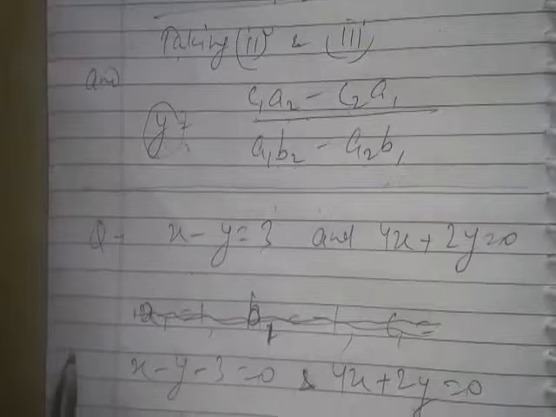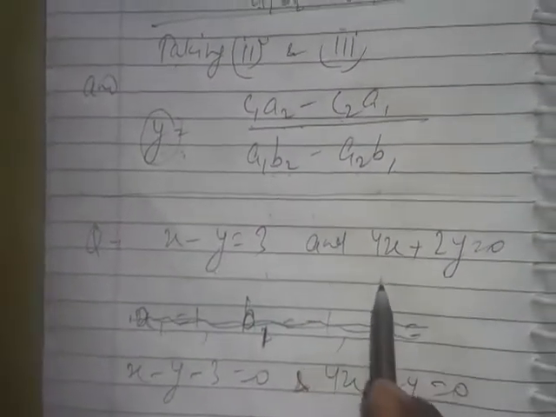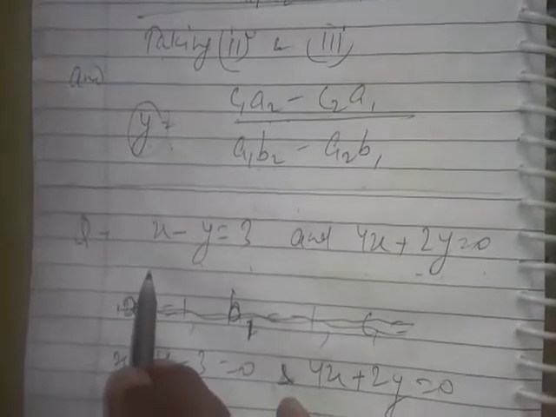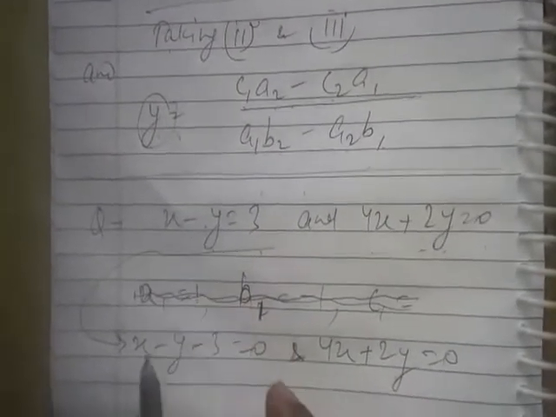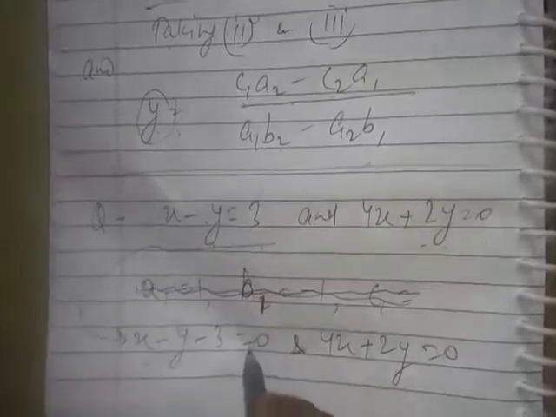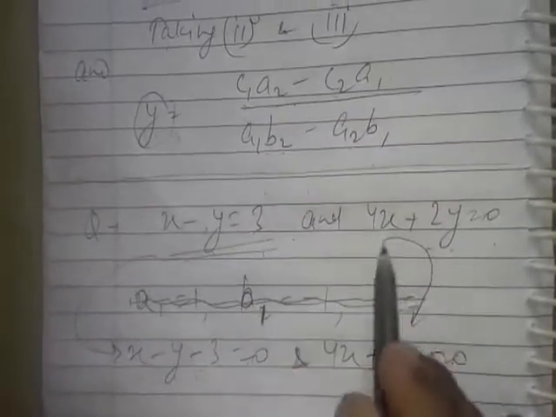The question is that x minus y is equal to 3 and 4x plus 2y is equal to 0. Now the first step is that we have to express it in the general form of the linear equation, a1x plus b1y plus c1 is equal to 0. That has been expressed over here. Now our equations have been expressed in the general form of linear equation.